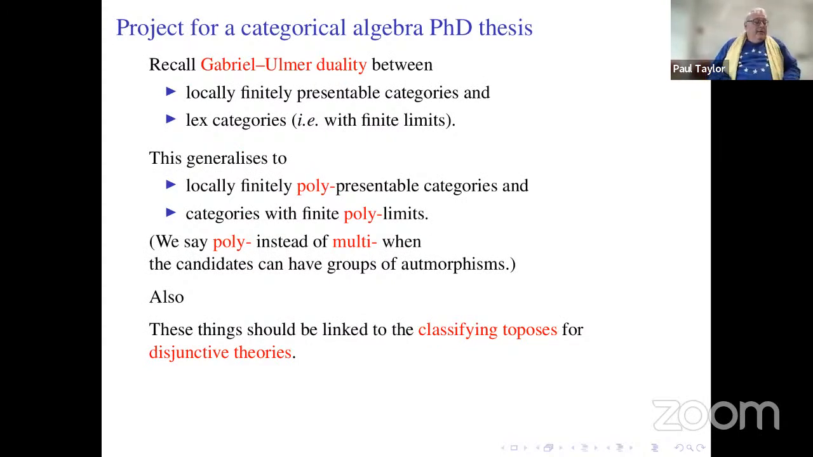All of this is a generalization of some well-known categorical algebra, putting multi in front of everything. You're probably familiar with Gabriel-Ulmer duality between locally finitely presentable categories and left exact categories with finite limits. And then we put poly in front of all of these things. And then there's a PhD in reading Diers' stuff and linking all of this up with disjunctive theories. These categories are categories of models of disjunctive theories, and you might alternatively look at their classifying toposes for these theories. So I think there's a PhD thesis in that, unless it's already been done, and Nathaniel is the expert on that subject, at least that I know of.